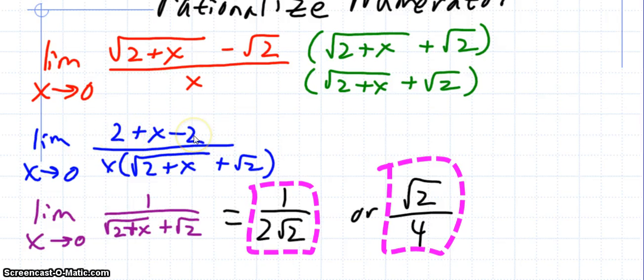2 and a negative 2 are going to cancel. And then you're left with x and this x are going to reduce, and so you're left with the limit as x goes to 0 of 1 over root 2 plus x plus root 2. Now I can do direct substitution, so I plug in 0 and I get 1 over root 2 plus root 2, which is 1 over 2 root 2, or root 2 over 4.